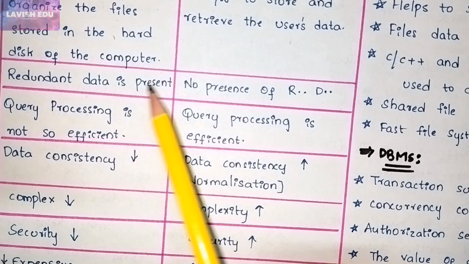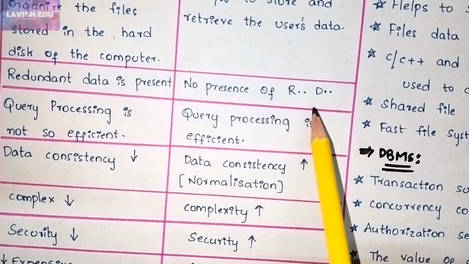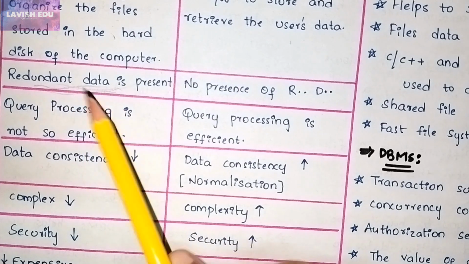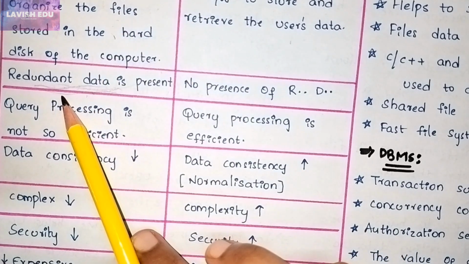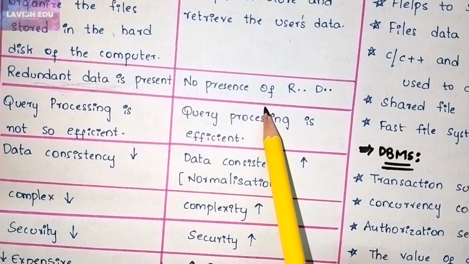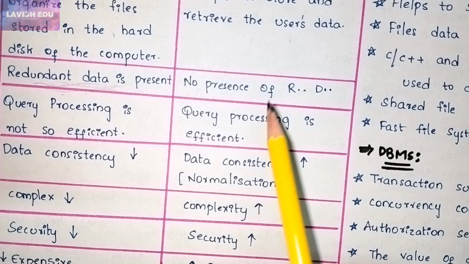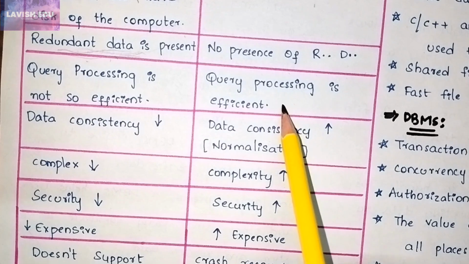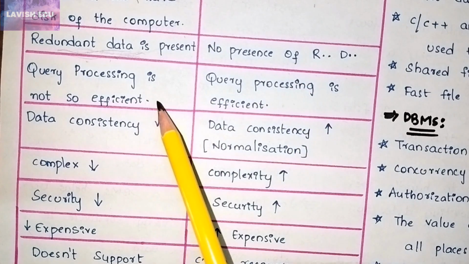and redundant data is present, not presence of redundant data. Data in the sense of recurring data, that is same data, duplicate data is present in the file systems, but here in DBMS no duplicate data is present. And then query processing is not so efficient. Here query processing is efficient.